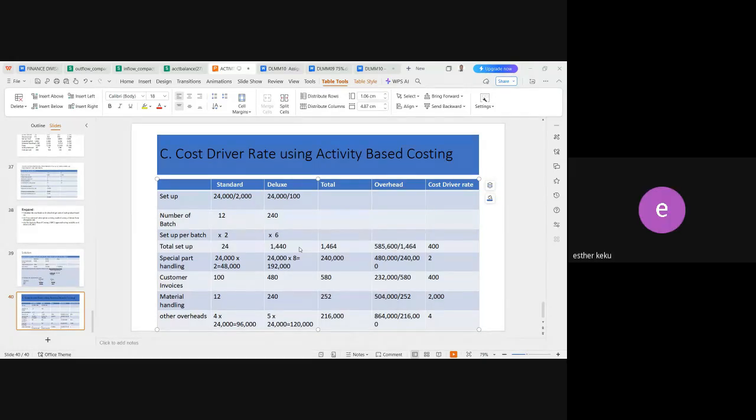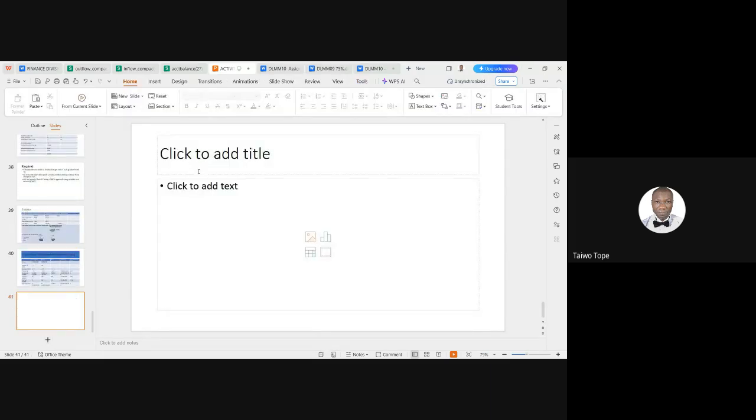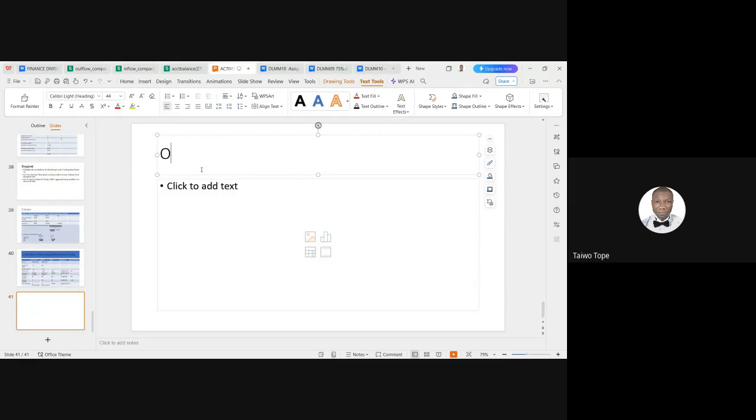24,000. 9,600 divided by 24,000 will give you the overhead rate attributable to 1 unit of standard. Let me show the workings so that we will now get it better. So this is D. There are different approaches. I think I will show another approach to get it.